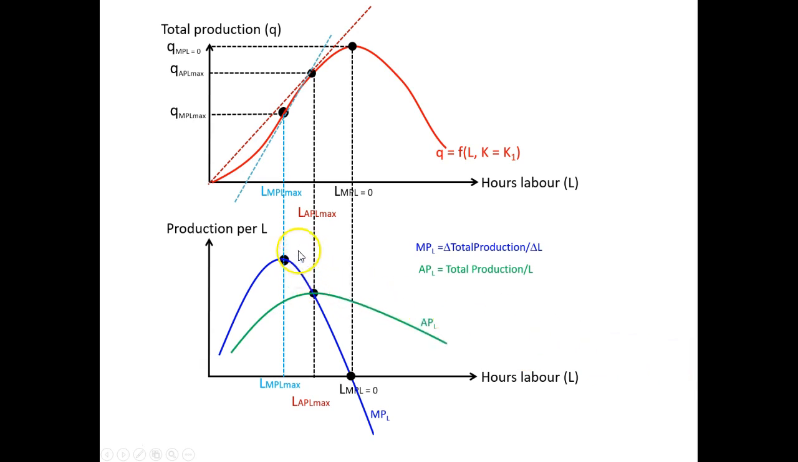And we also see that the relationship we had in the mathematical world, in this scenario, in this area here, we have a marginal product that is higher than the average, and the average is increasing. And in this area, we have a marginal product that is less than the average, and the average is decreasing.